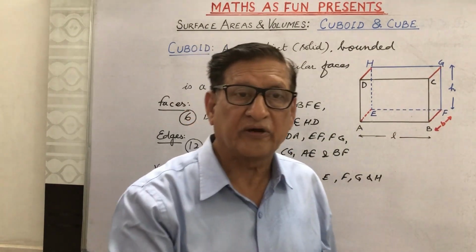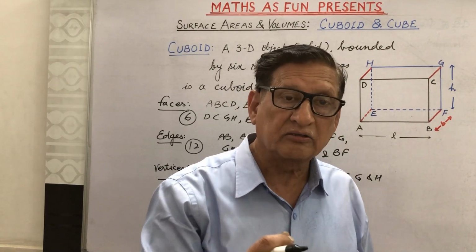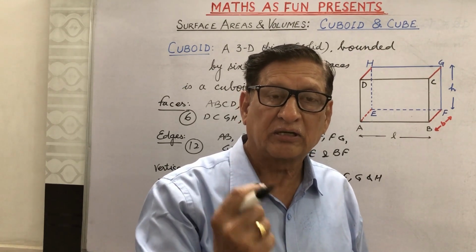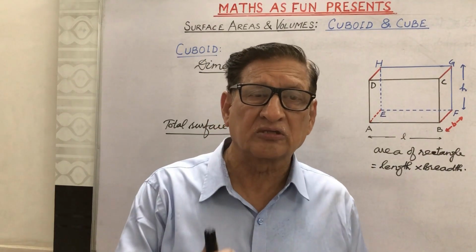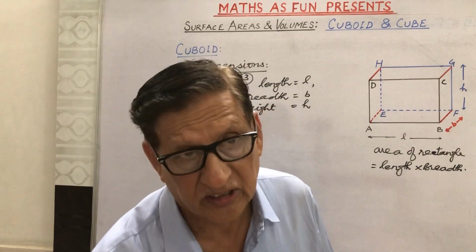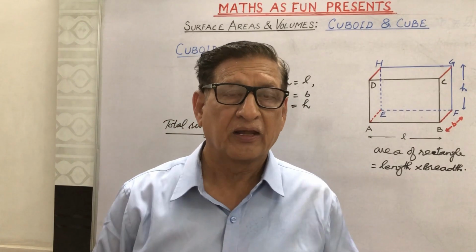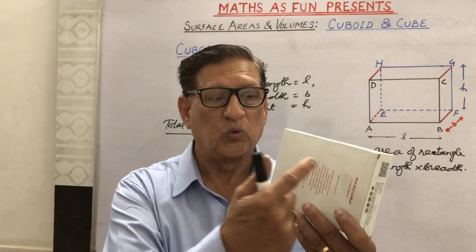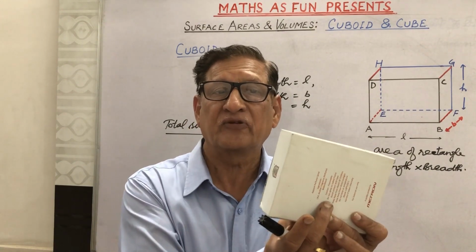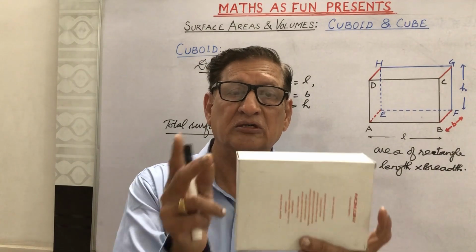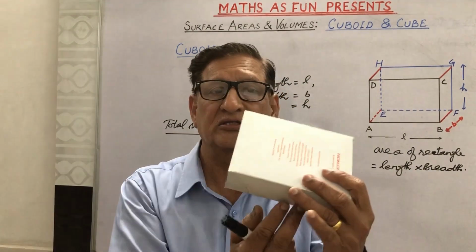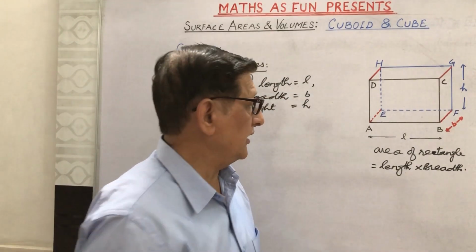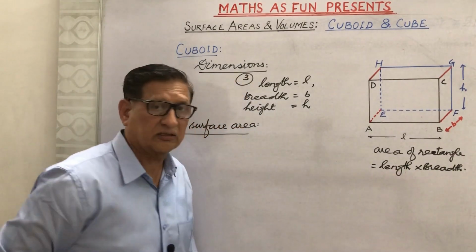Now we will learn how to find its total surface area, lateral surface area, volume and the diagonal. What is the total surface area of a cuboid? Here we find 6 faces, and out of these 6 faces there are 3 pairs of equal faces. 1 and 2 are a pair, 3 and 4 are equal, and 5 and 6 are equal. All are rectangular, and we know that the area of a rectangle is length into breadth.